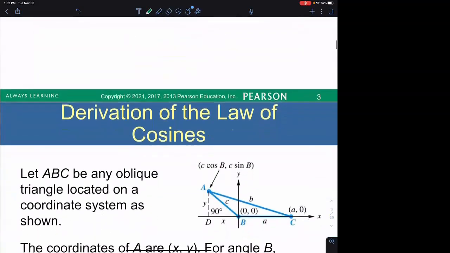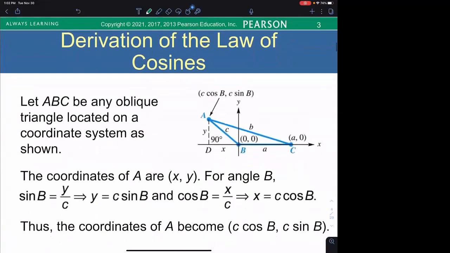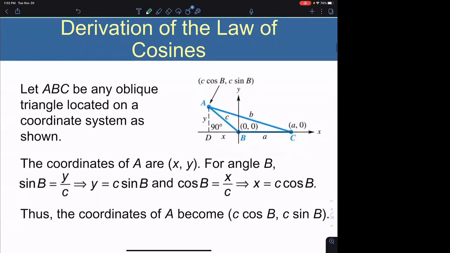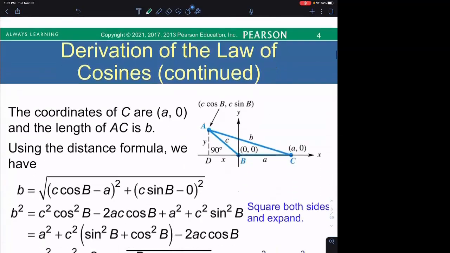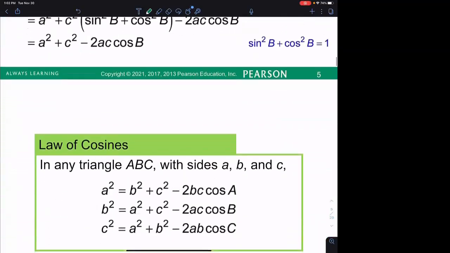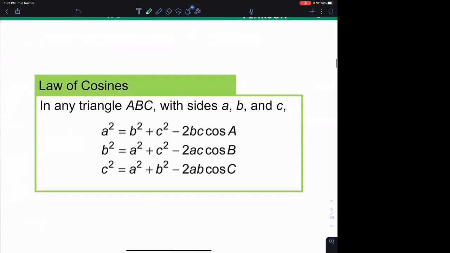So having said that, like with the law of sines, they're going to give a derivation of how they came up with it, where they show some slides to show a proof of why the law of cosines works. But I'm just going to go straight to the law of cosines because we want to practice using it, and you're welcome to review these slides. There's only a couple of them, and here's the law of cosines.